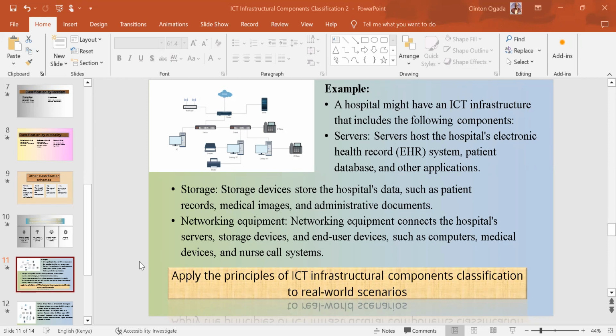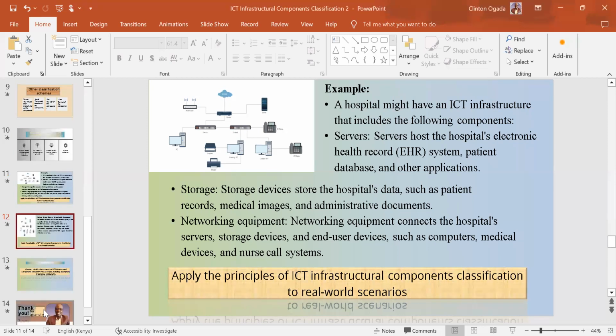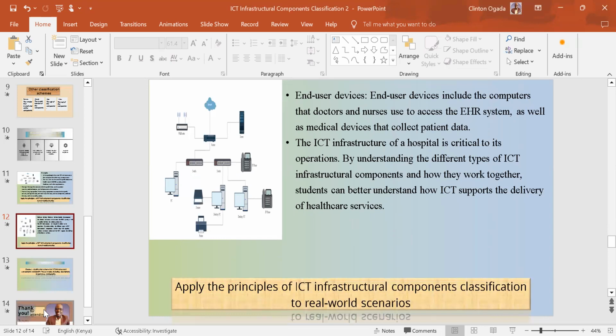And finally, we see end user devices, which include computers that doctors and nurses use to access the hospital systems, as well as the medical devices that collect patient data, and also the ICT infrastructure of the hospital to its critical operations. So by understanding the different types of ICT infrastructure and components and how they work together, students can better understand how ICT components are delivered in terms of healthcare services.